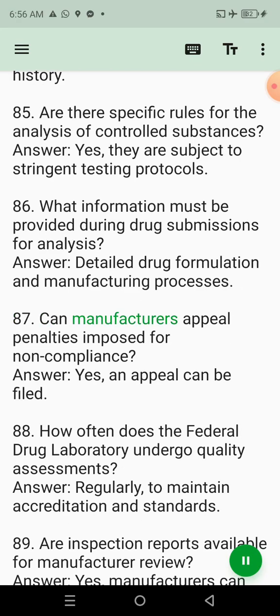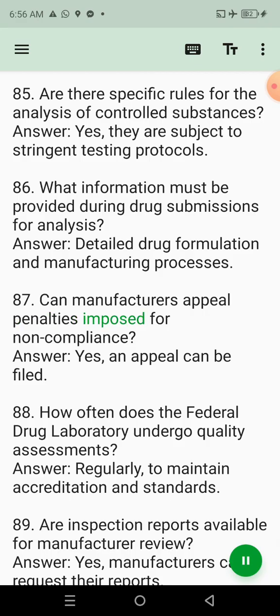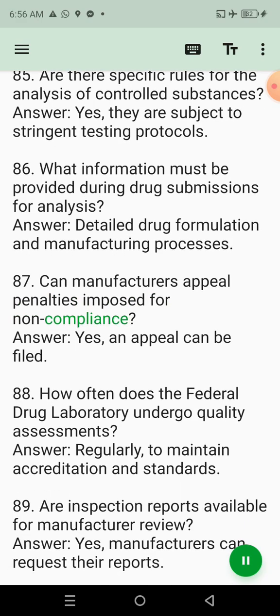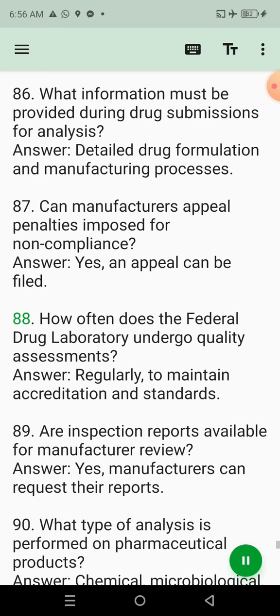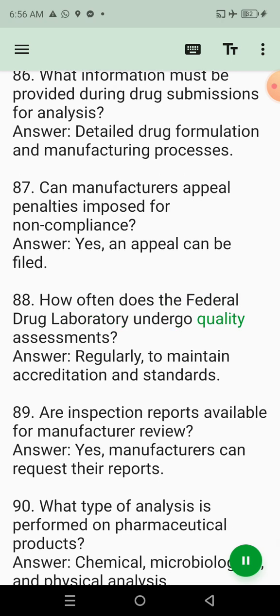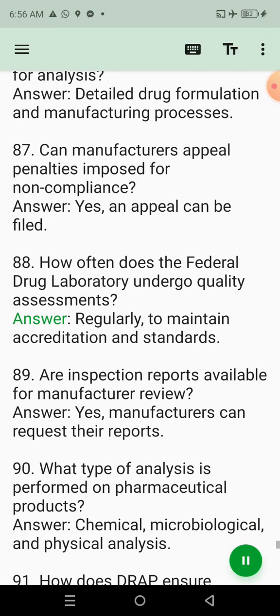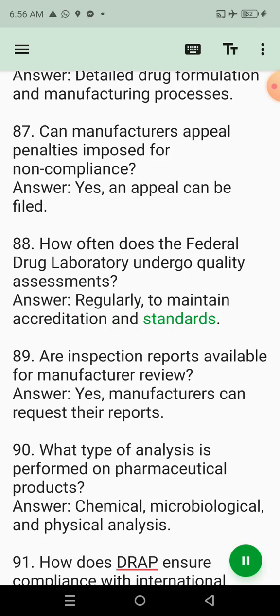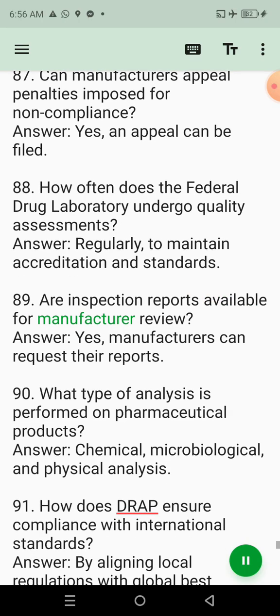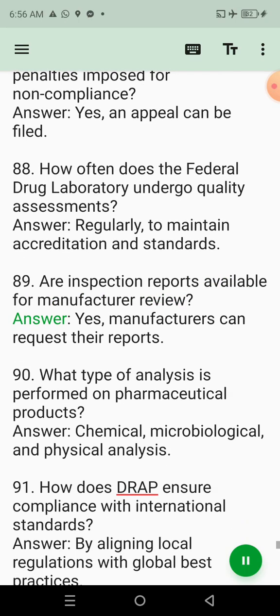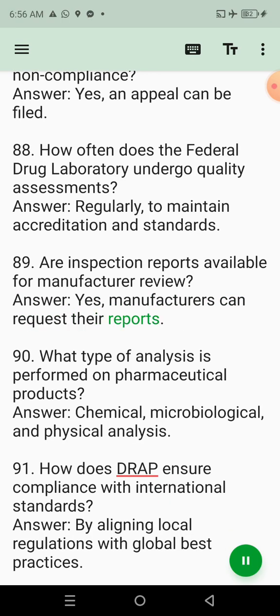87. Can manufacturers appeal penalties imposed for non-compliance? Answer: Yes, an appeal can be filed. 88. How often does the Federal Drug Laboratory undergo quality assessments? Answer: regularly, to maintain accreditation and standards. 89. Are inspection reports available for manufacturer review? Answer: yes, manufacturers can request their reports.